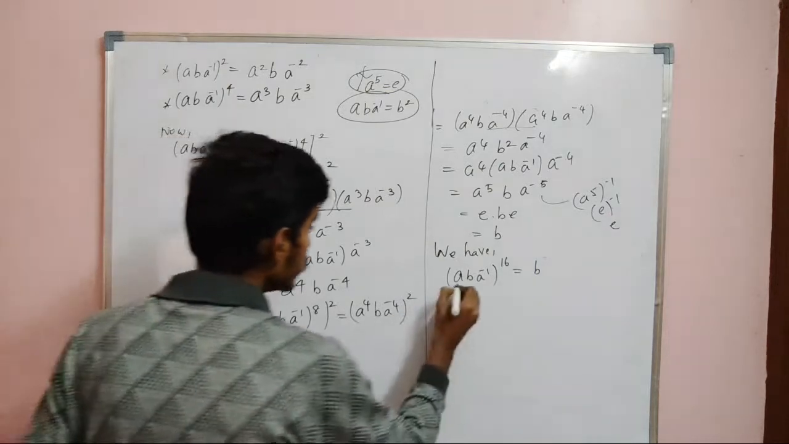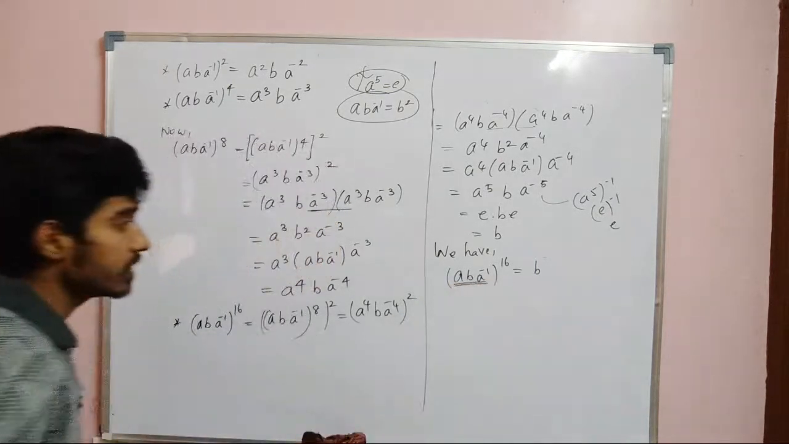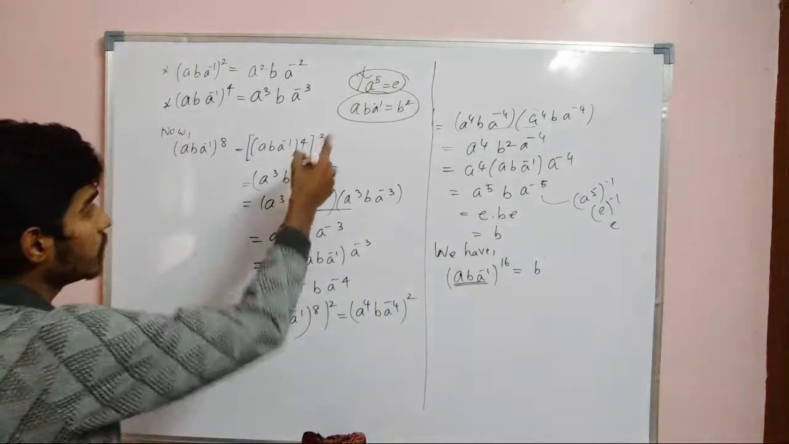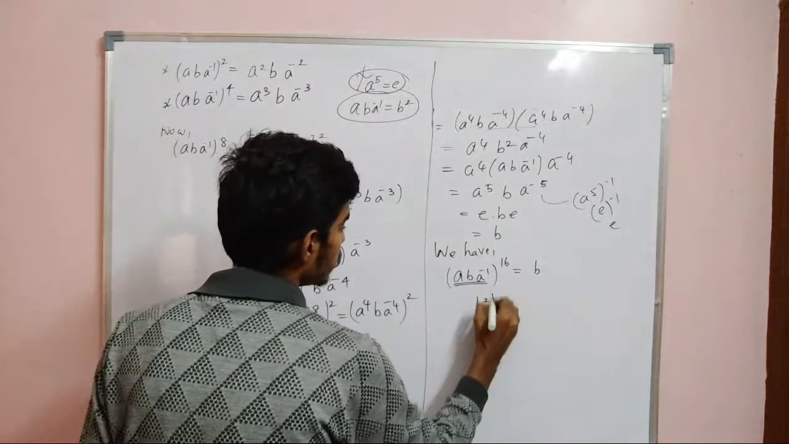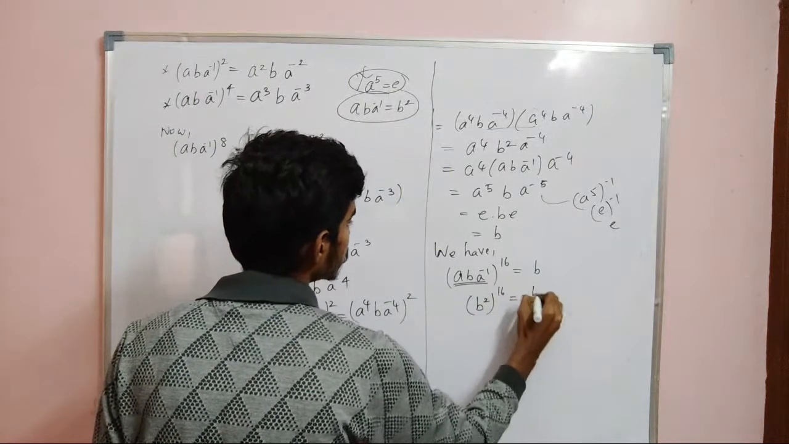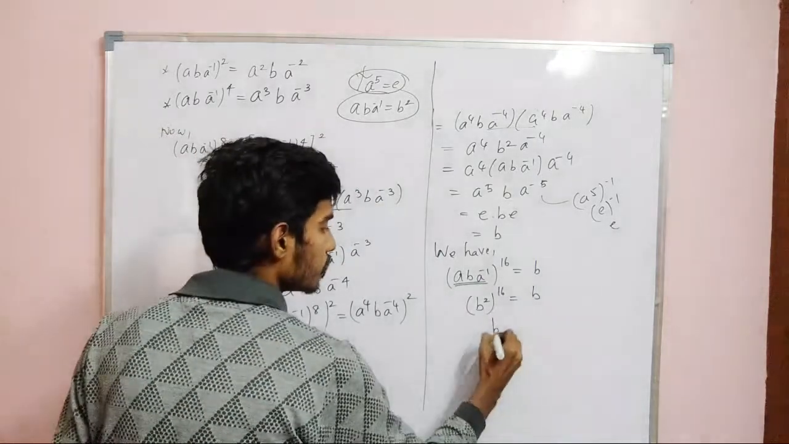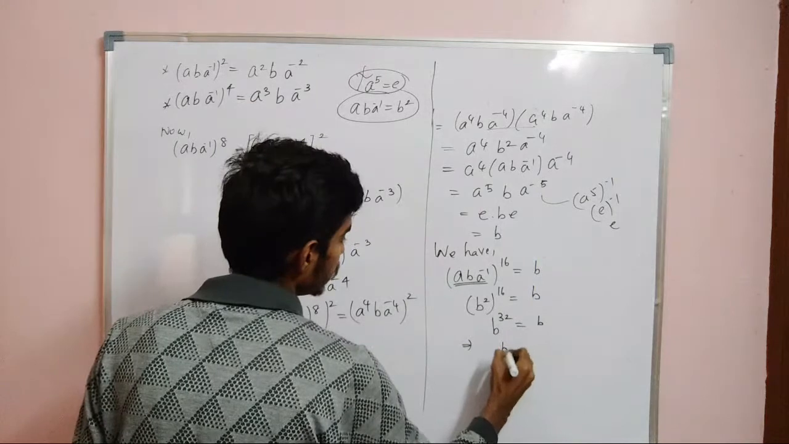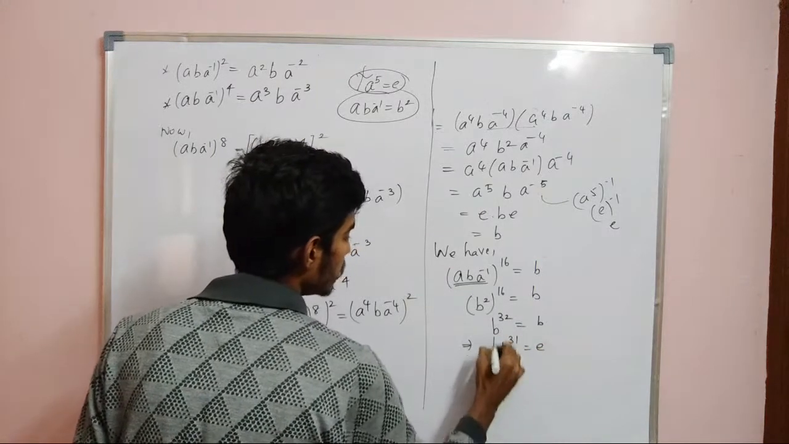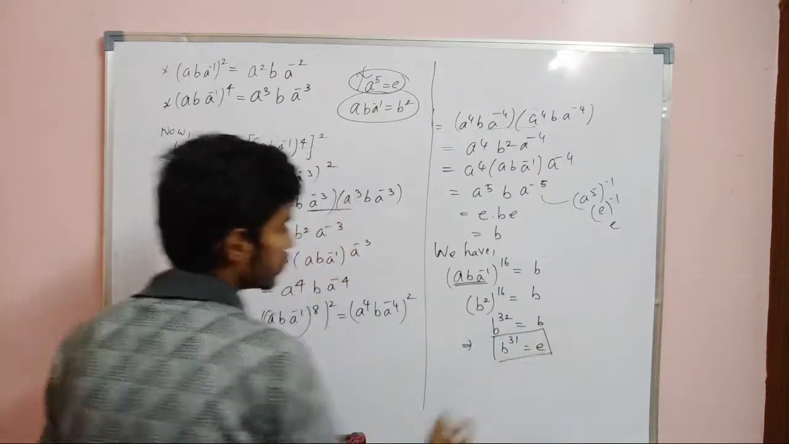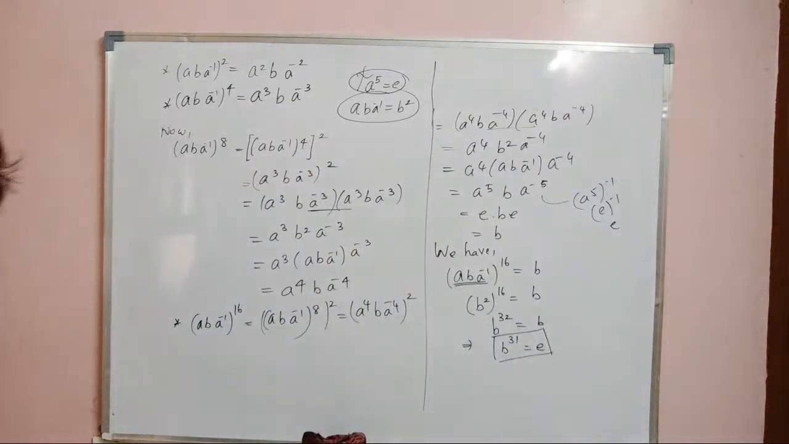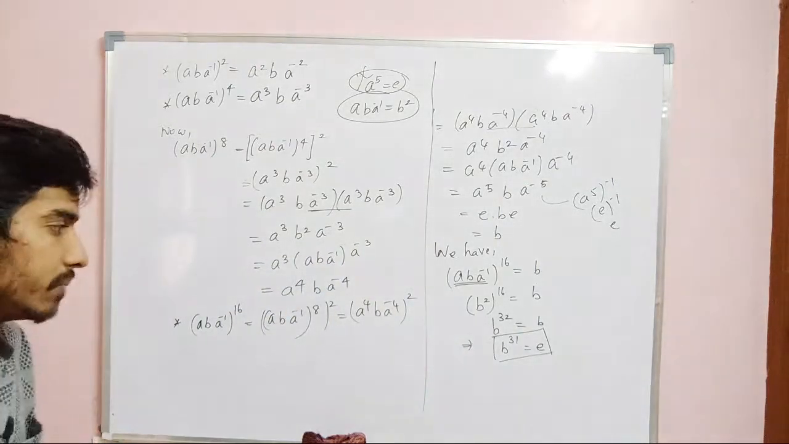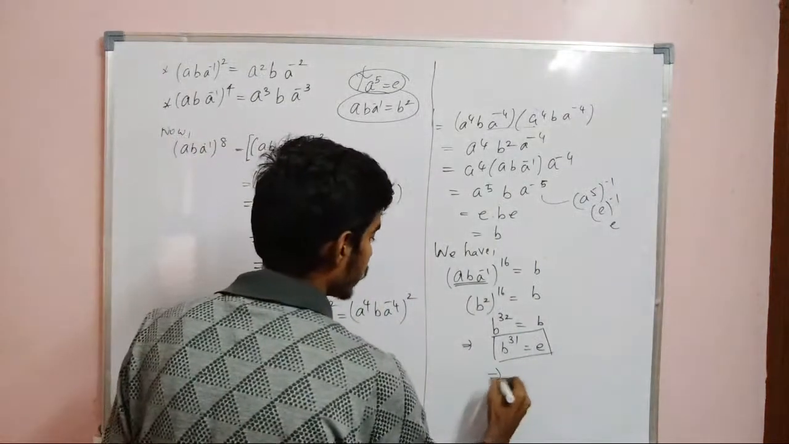Now we already know what a b a inverse is, right? It is b square. So (b square)^16 is equal to b. So this is b^32 is equal to b. So I can cancel one b. So b^31 is equal to e. If I cancel one b, there will be 1, and 1 means identity. So this means the order of b is 31.